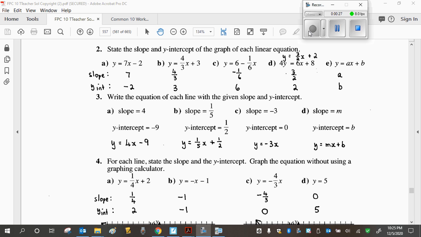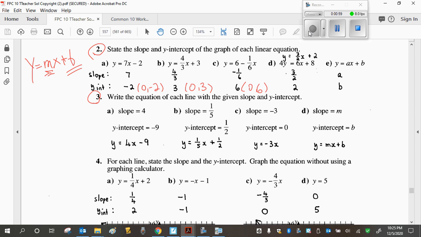Okay, homework on page 11, please. You have to do number 2 and number 3. For slope y-intercept, this is the formula y equals mx plus b, where the slope is the number in front of the x and b is the y-intercept including the sign. I'm going to insist that you put your y-intercept as a point, please.